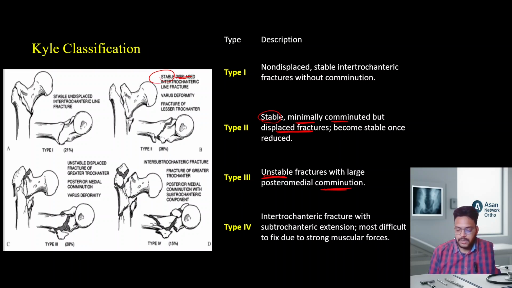Then type 4 is with subtrochanteric extension, and it is the most difficult fracture, difficult to fix due to the strong muscular forces. So it is an intertrochanteric fracture with subtrochanteric extension and more comminution, it is a type 4 fracture. Simply, Kyle's is the most simple classification. Stable and undisplaced type 1, stable displaced type 2, unstable and comminuted type 3, subtrochanteric extension type 4. Kyle's is the simple classification.